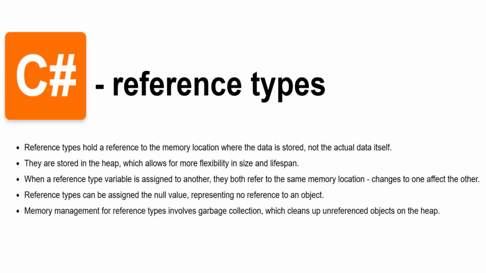Unlike value types, reference types store a reference to the memory location where the data is stored rather than the data itself. String, class, and array are examples of reference types in C#.